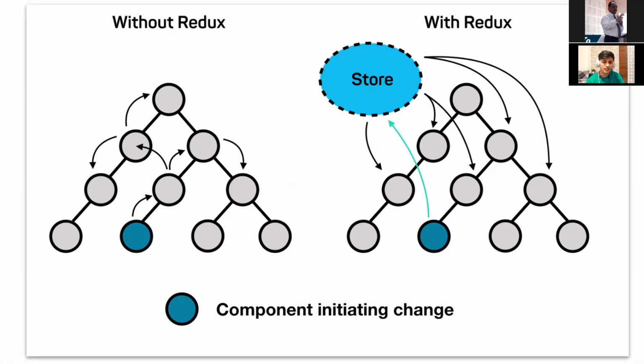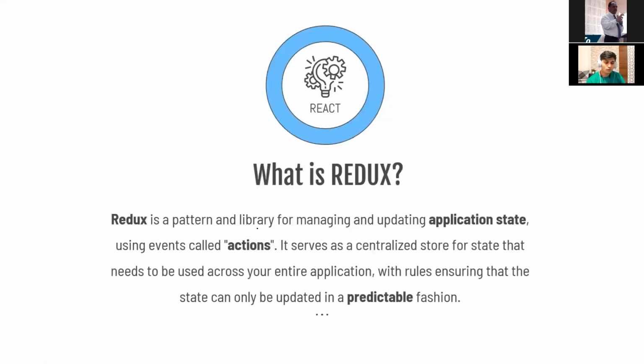We just create a centralized store, and then we can take data to any component, and we can also change the data which is present in the store. So what is Redux? Redux is a pattern and a library for managing and updating application state using an event called an action. It serves as a centralized store for state that needs to be used across the entire application, with rules ensuring that the state can only be updated in a predictable fashion. So we will see what this definition actually means.